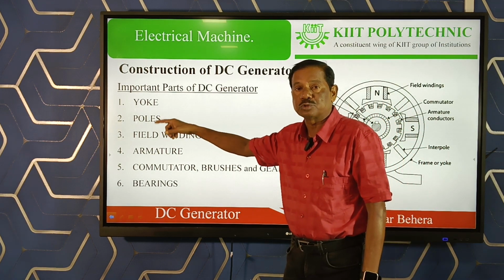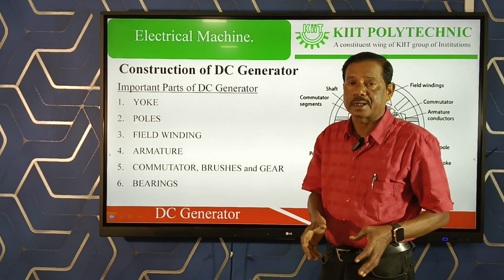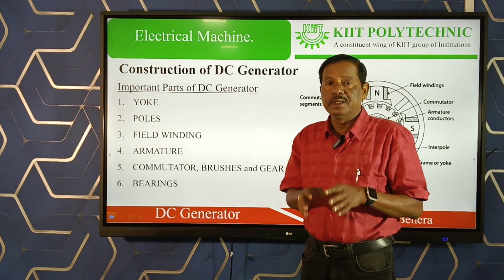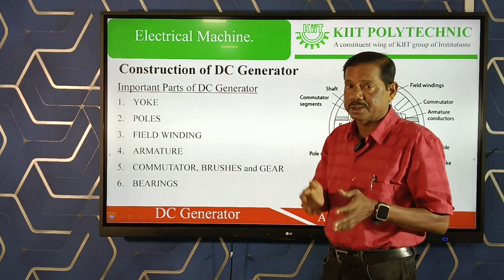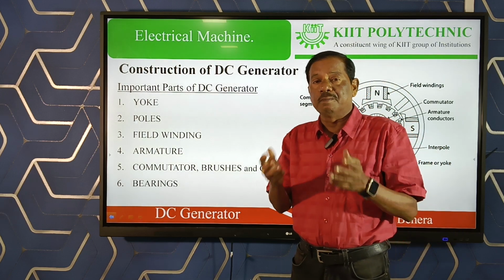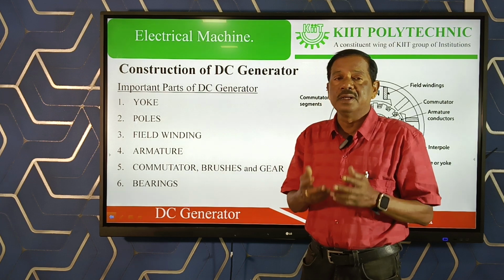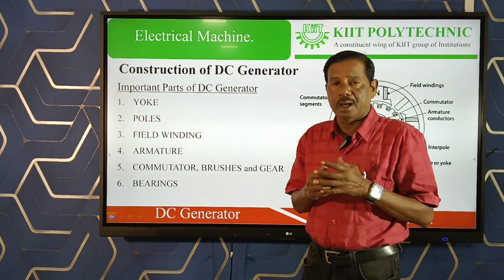Poles are magnetic poles, which provide the magnetic field within the air gap, and that magnetic field must be uniform. If it is not uniform, then what will happen? The EMF produced will not be uniform, the EMF strength will be less, and the conversion process will be hampered.